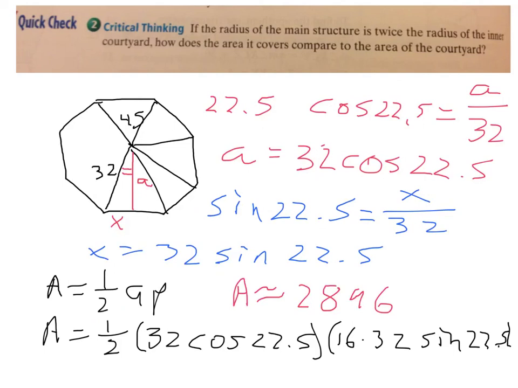Now, quick check number 3 says, how does this area compare to the area of the courtyard? Well, it is 4 times greater. So when you double the radius, you get an area that is 4 times greater. This concludes Lesson 10.5, Part 1.